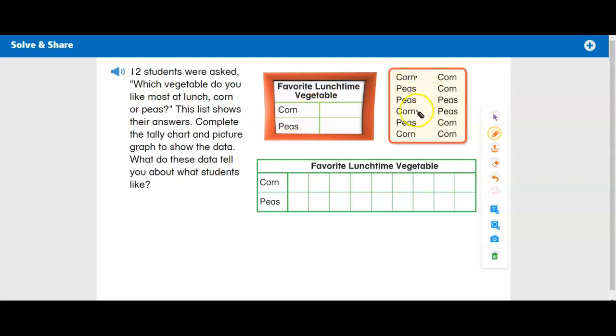1, 2, 3, 4, 5, 6, 7. On our tally chart, we now need to make 7 tally marks. 1, 2, 3, 4. When it's 5, go diagonal. 5, 6, 7. We should have 7 tally marks for corn.